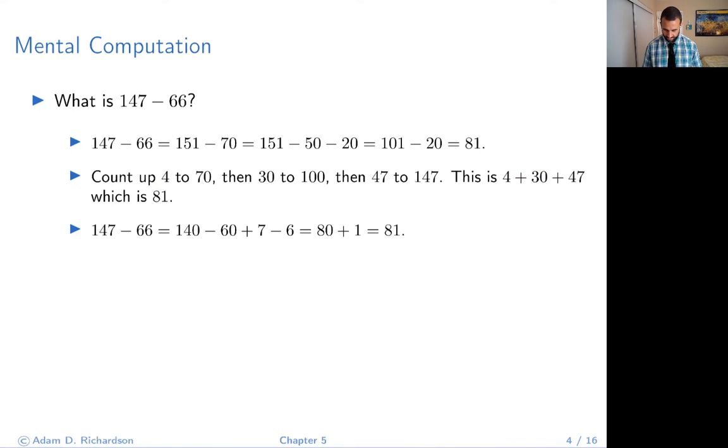What did I do here? Oh, I decided to split things up by the place values. So look here, 147 minus 66. This is the same as doing 140 minus 60, and then doing 7 minus 6. Well, 140 minus 60 is much easier for me to do. That's 80. And then add 1 to get 81. Voila, there it is, right? 140 minus 60, and then 7 minus 6. Now, getting to that point might be a little bit hard to follow.